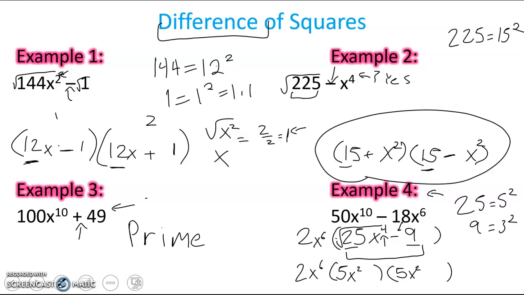Now I move on to the second term in both of my parentheses here. 9, take the square root of that. That's just going to turn into 3. And I have nothing else to take the square root of there. And then last but not least, we just do plus and minus. And that is it. All right?